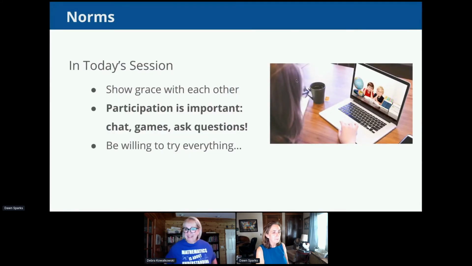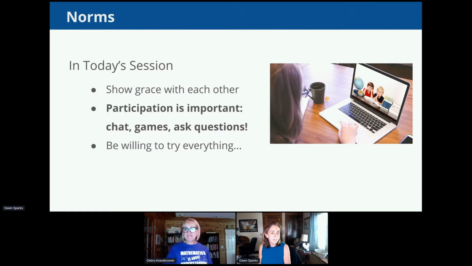Before we get started, in today's session we unfortunately don't get to see your faces and have that personal interaction, but we do have the chat, and we expect a lot of participation today. We hope you feel comfortable chatting right along with us. We are going to play some games, so you'll have to choose either Team Deb or Team Dawn and help us do some thinking through that chat. Anything you can do to help us with that participation, we'd really appreciate.